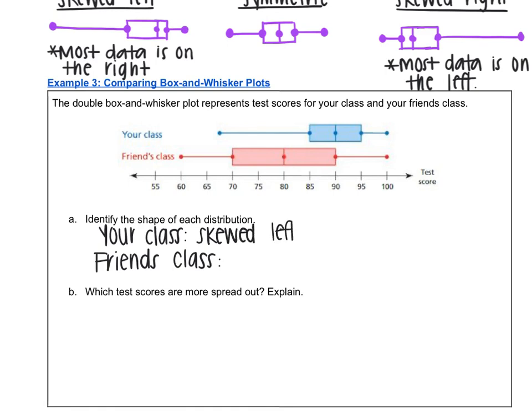When I look at your friend's class, it looks like both whiskers are even and the box is even on both sides. So your friend's class is more symmetric.